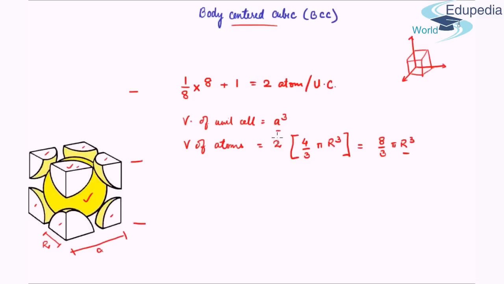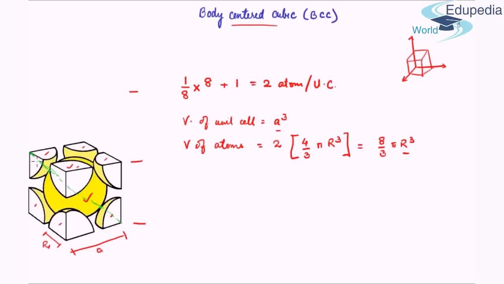But how can we find the relation between a and R? That takes us to the idea that we need to find the direction in which the atoms are touching each other. Is it along the edges? No, because there is a gap. Along one of the face diagonals? No, because again there will be a gap. What about the body diagonal? This should be a straight line from here to here. Actually, along this direction the atoms touch each other. This atom touches the corner atom over here, and this atom again touches this corner atom over here. So there is a continuity in this direction.